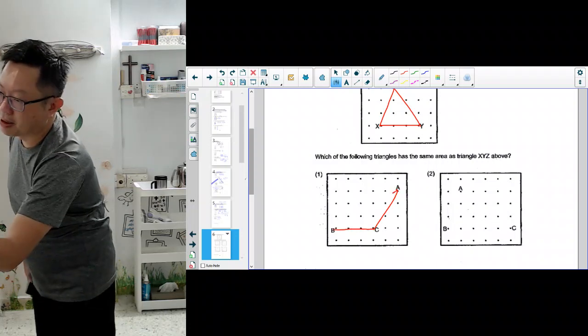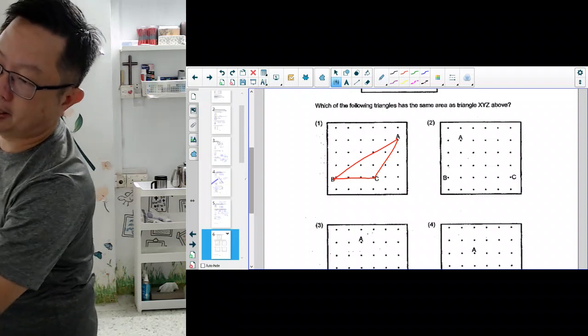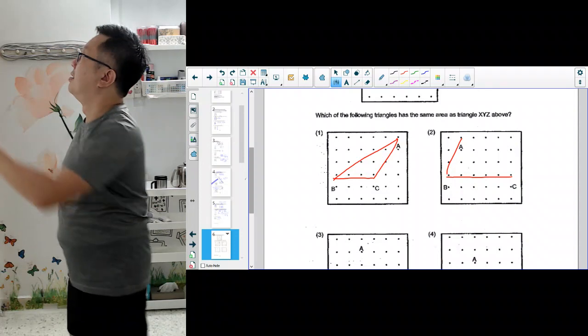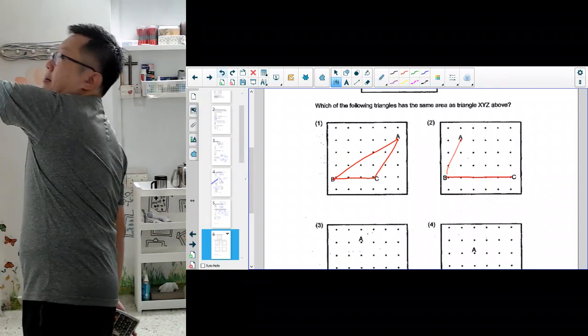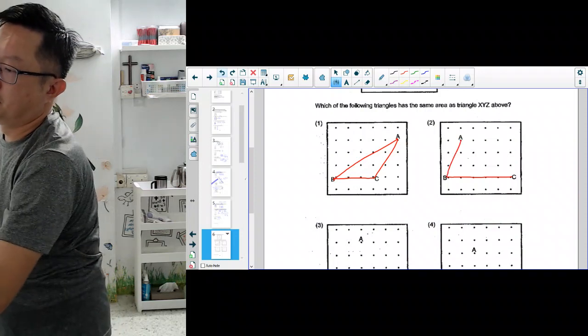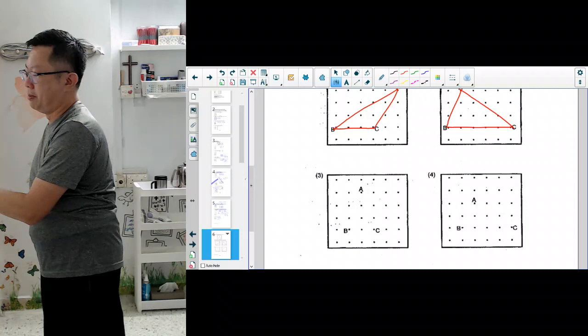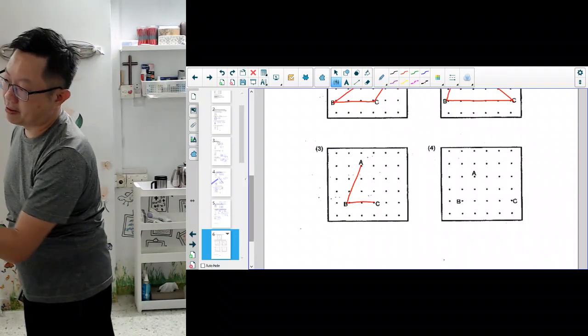Let me just complete the drawing first so that you can see more clearly. I think on your paper, you will also have the lines missing. So you should be using a ruler to draw the lines, but I'm going to do it a bit faster without the ruler. And so something like this, right?